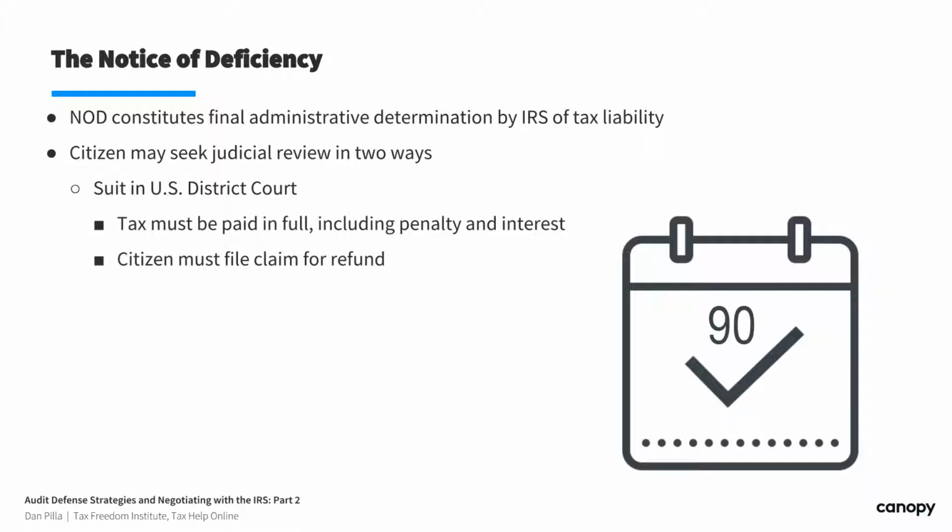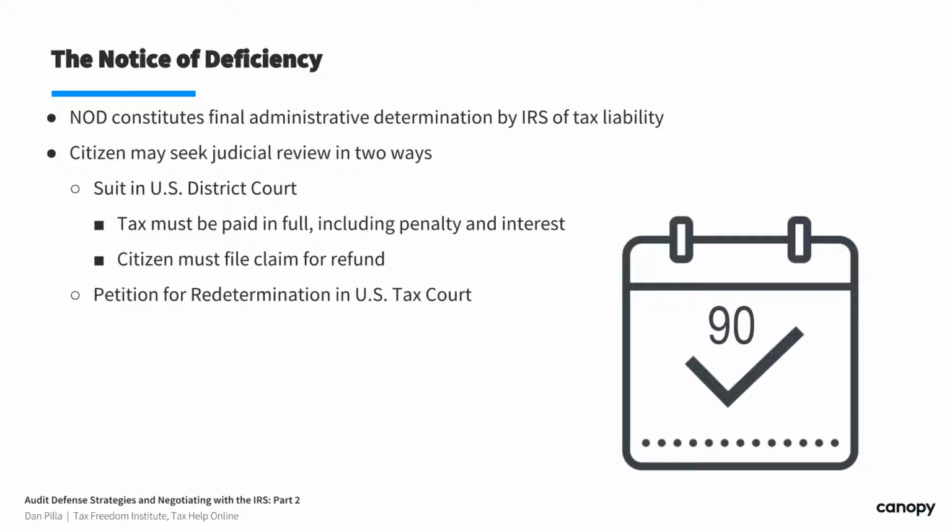And if the claim is denied, then he's got 2 years to file a suit for refund in the district court. Obviously, that's a more expensive route because it requires full payment of the tax. Even if you think you don't owe it, it's got to be paid in full. The next option is to file a petition for redetermination in the tax court. And this is a prepayment option. The tax does not have to be paid.